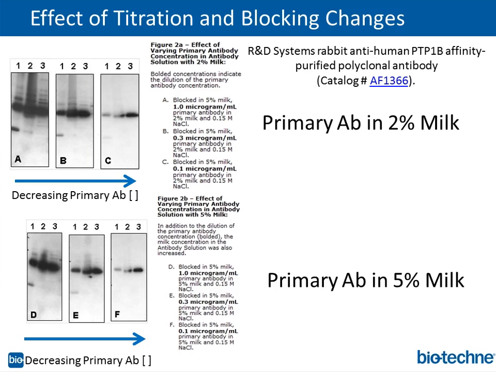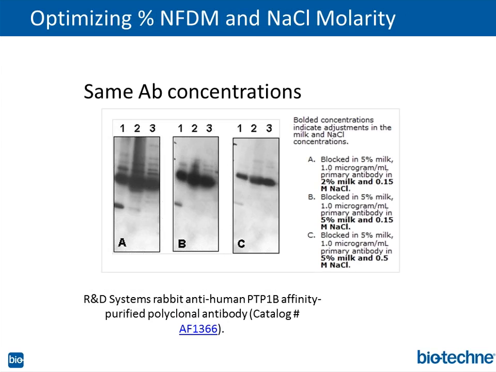So you've got to consider the percentage of milk in the primary antibody solution, the antibody concentration itself, and in this next example, we're using exactly the same antibody concentration. We're blocking in 5% milk, but the difference is we're increasing the amount of salt, believe it or not, from 0.15 molar to 0.5 molar. And as you can see, there's an obvious result here, which is a much cleaner blot. So consider the salt concentration, the percentage of milk in your antibody solution, and the antibody concentration itself.